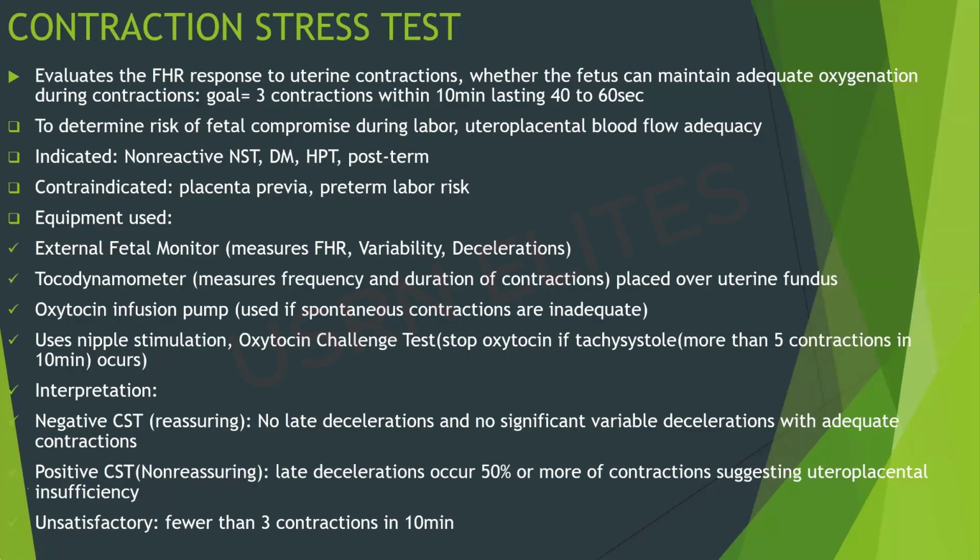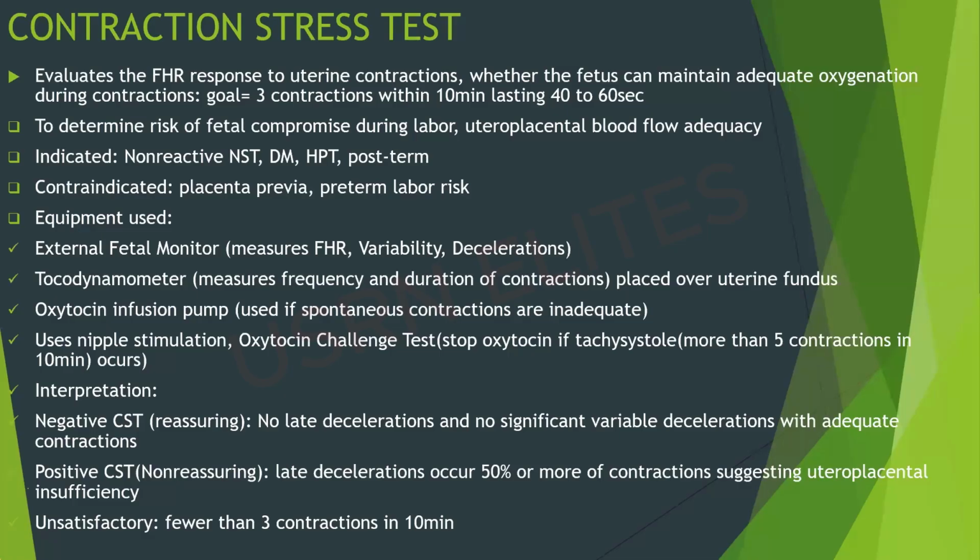When we have more than 5 contractions, what do we call it? Tachysystole. Okay. That is what we should know. Once the contraction is so frequent, as we've already established, it's going to decrease oxygenation, and the fetus is going to be in compromise. So we don't want to cause tachysystole.